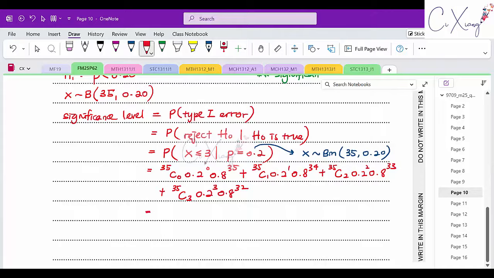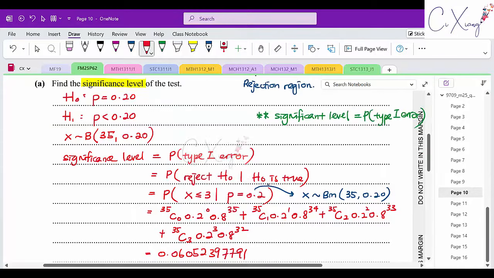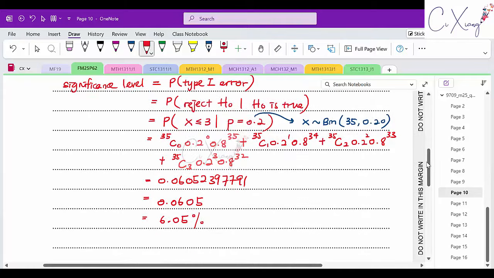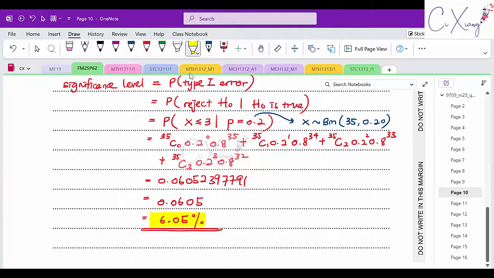Then by using the calculator to help us, you should get a long value. For what I get, it is this one. Then of course you have to correct it to 3 significant figures, which is this. If we read the question one more time, they're asking for the significance level. For significance level, we usually put it in percentage form. So 0.0605, basically it should be 6.05%. So for me, this is what I will write out. This is how we solve part A.